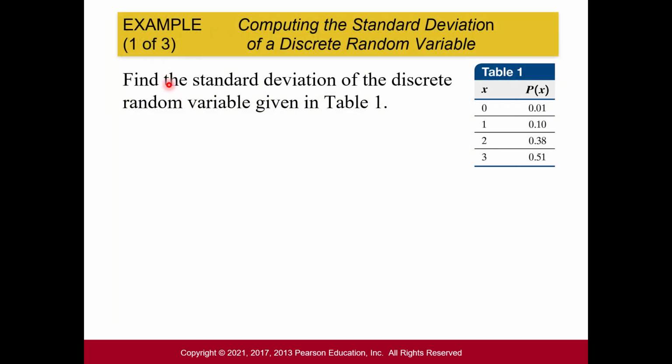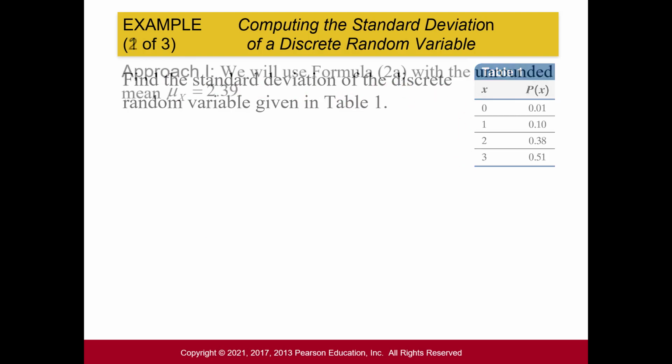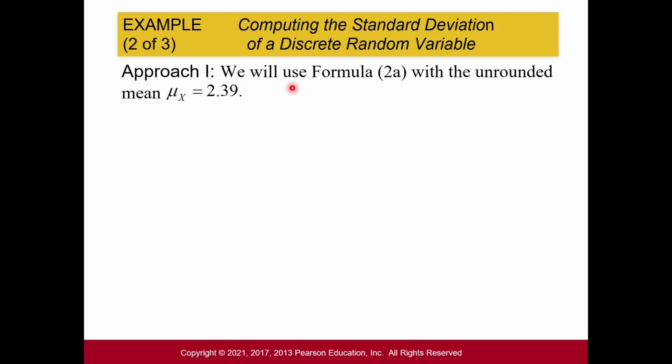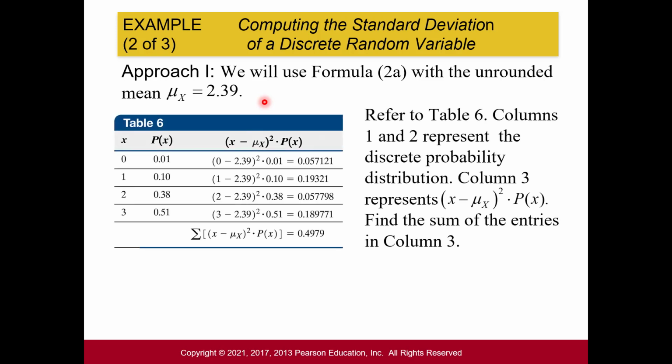And so, for example, find the standard deviation of the discrete random variable given in our table 1 here. This was our free throw example. And so we're going to go ahead and use our formula version 1. And with the unrounded mean, if we use that formula, we get 2.39. So we just plug in each of those values into our formula. And so here's kind of the work for it.